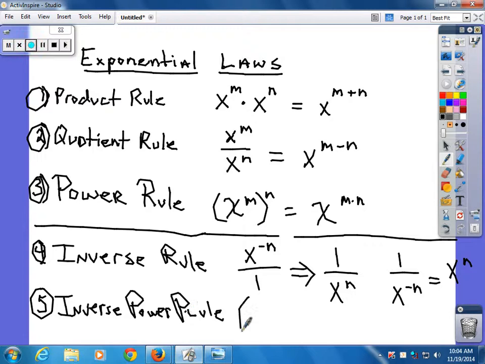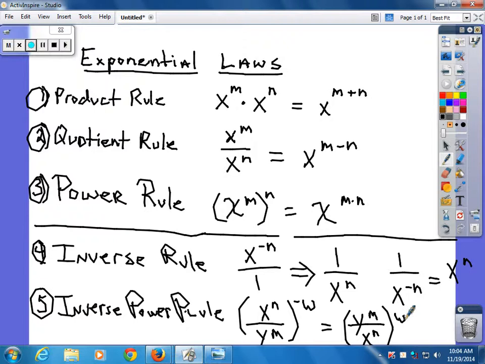And the inverse power rule, that's when you have a different animal with an exponent. You have something in parentheses raised to a negative exponent, x to the n over y to the m. And you flip what's inside and it changes the negative w to a what? Positive. So that would be y to the m over x to the n raised to the w power.